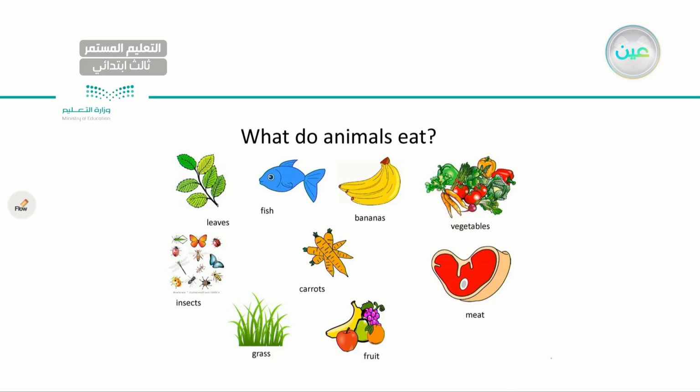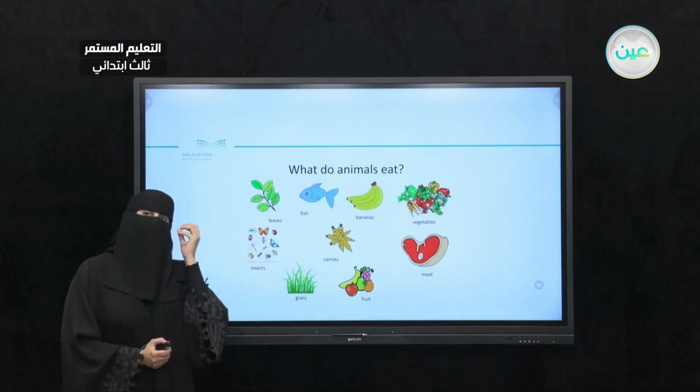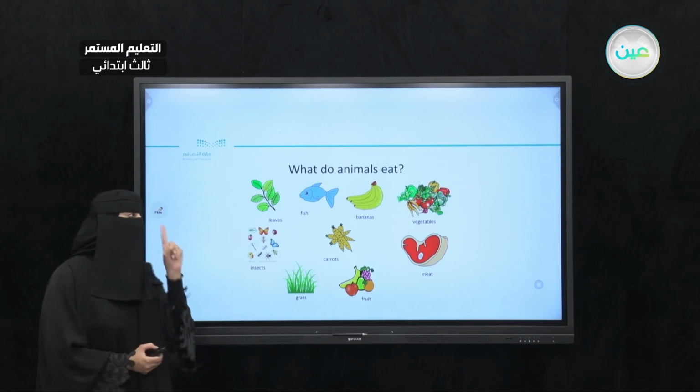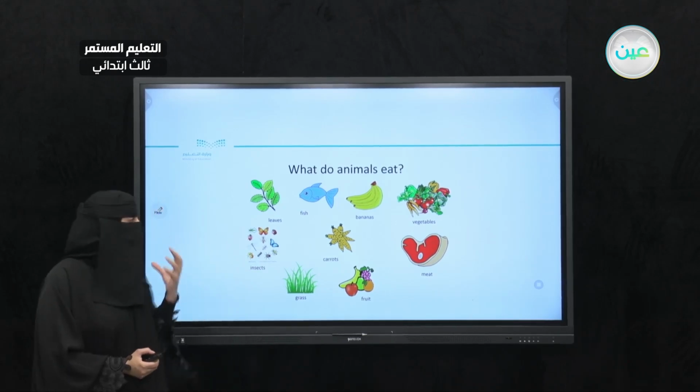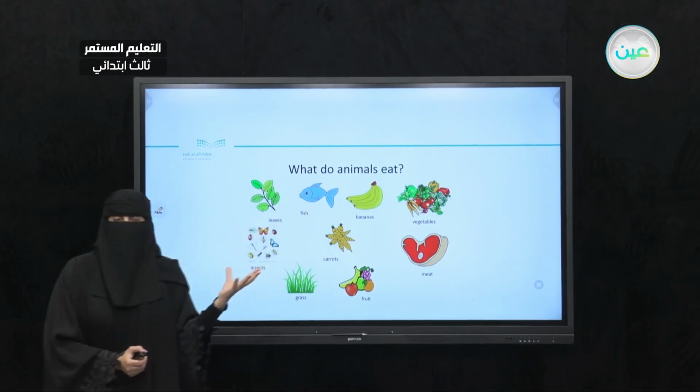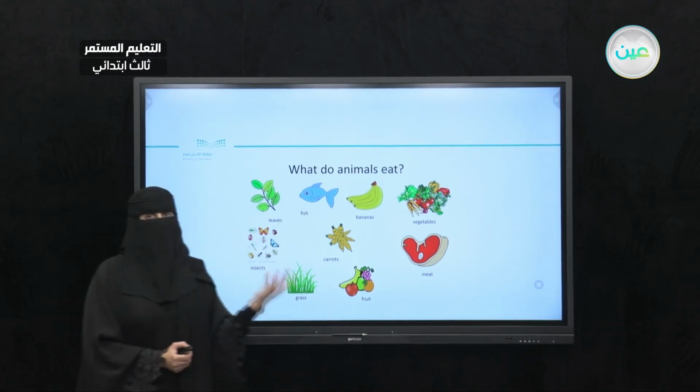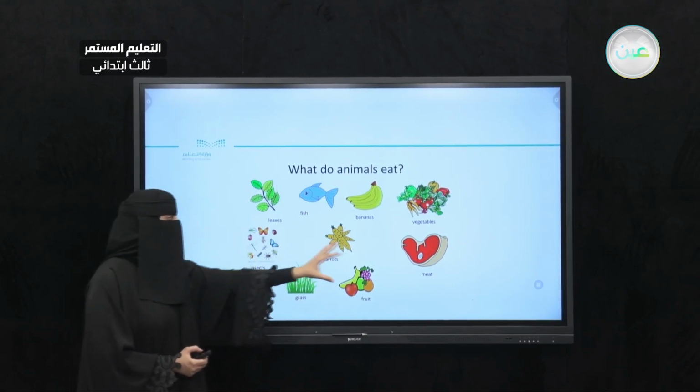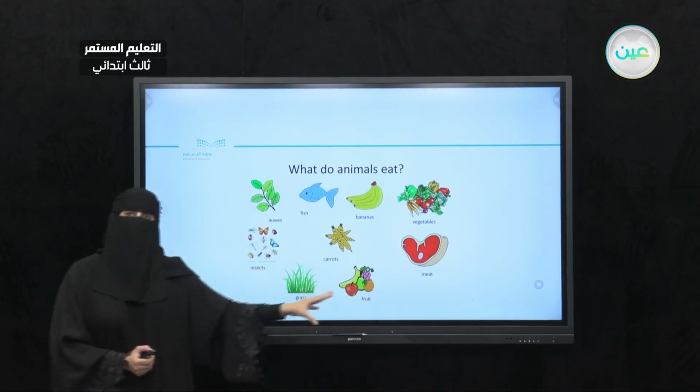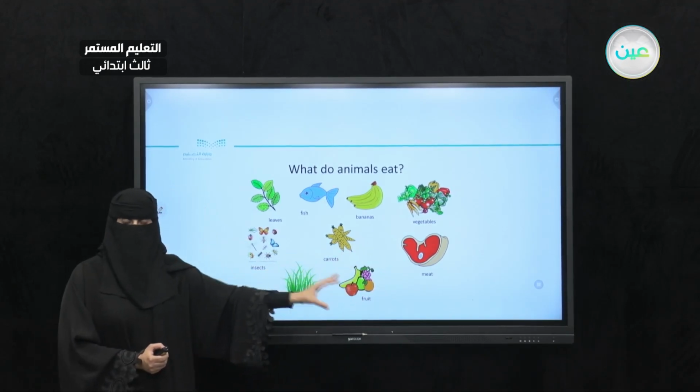Now, as you can see here, I have different kind of food that these animals would like to eat. For example, I have leaves, I have fish, bananas, vegetables, meat, carrots, fruit, grass, insects. Whenever I introduce a food, I'm sure that you will think about at least one animal that will eat this kind of food. For example, when we think about bananas, we think immediately of monkeys. Monkeys love to eat bananas, right? Whenever we talked about meat, lions, tigers, they love to eat meat, okay? And so on.